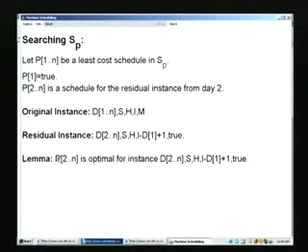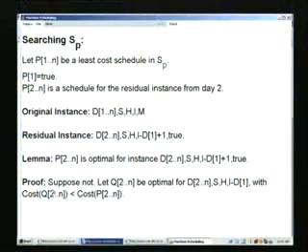Here is the key lemma. This lemma says that not only does it satisfy this residual instance, but in fact it has to be an optimal schedule for this instance. Or in other words, it has to be a least cost schedule for this instance. The argument for this is actually fairly straightforward, and it's the typical argument in dynamic programming. So we'll do the argument by contradiction.